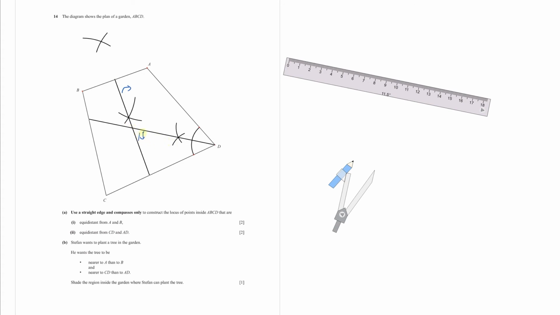So this will be your region which satisfies both the conditions. All the points in this region are closer to A compared to B because they are on the right of this line bisector, and they are also closer to the line CD compared to line AD because they are below this angle bisector. So this is how you will shade this region. So everything here will be included as well. So this will be your shaded region.